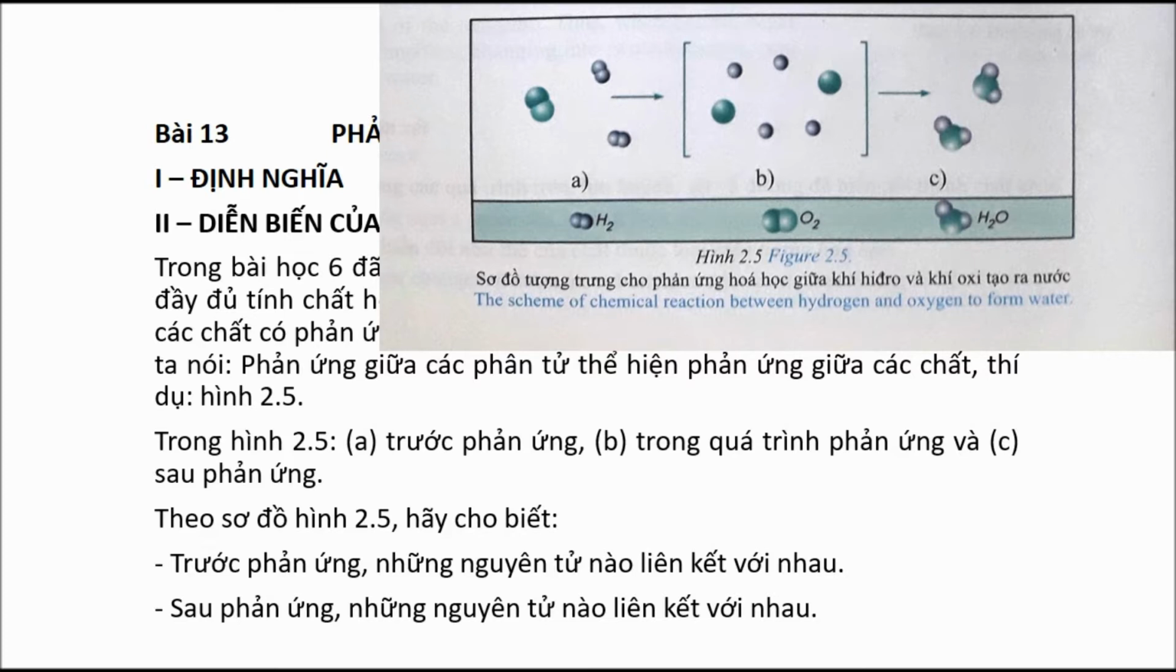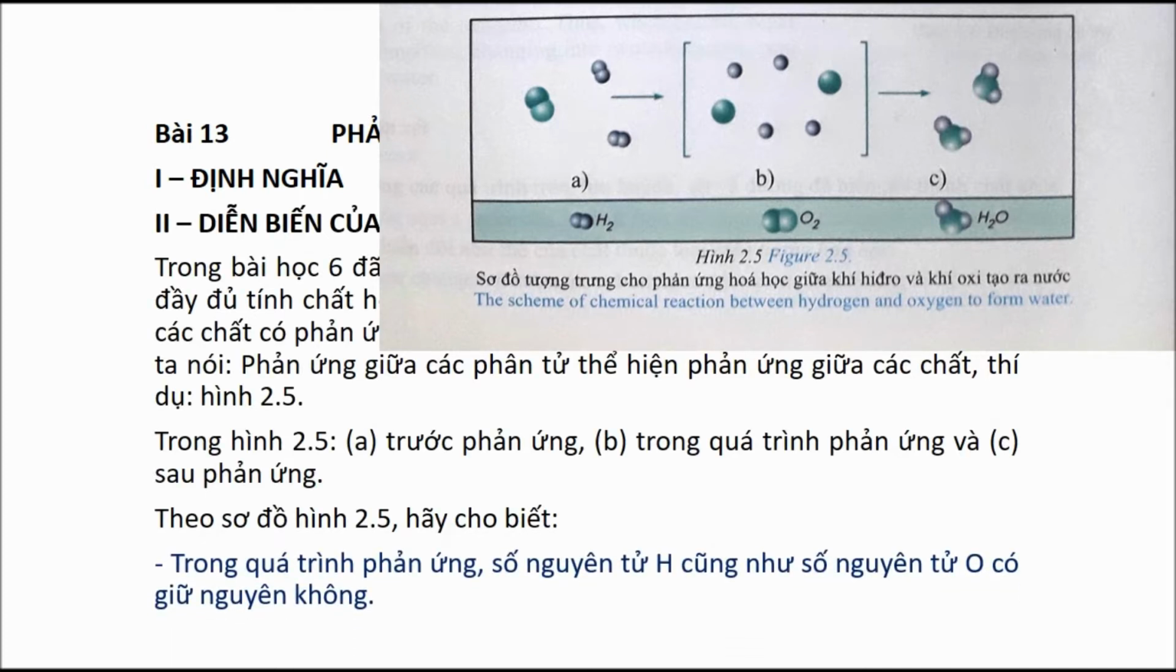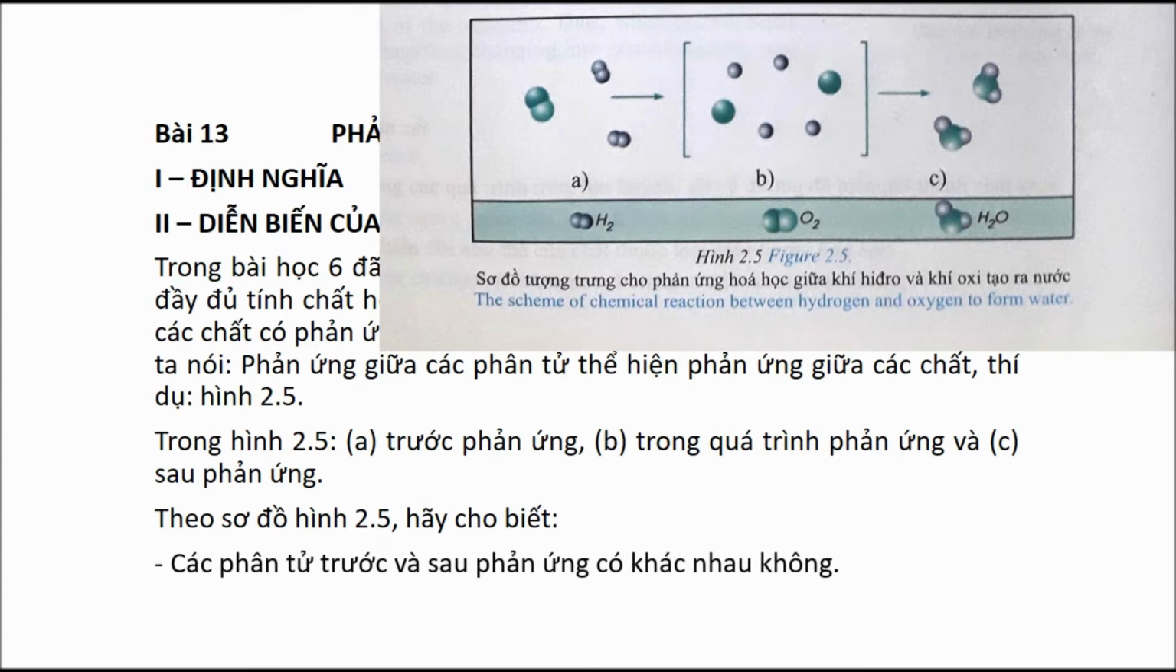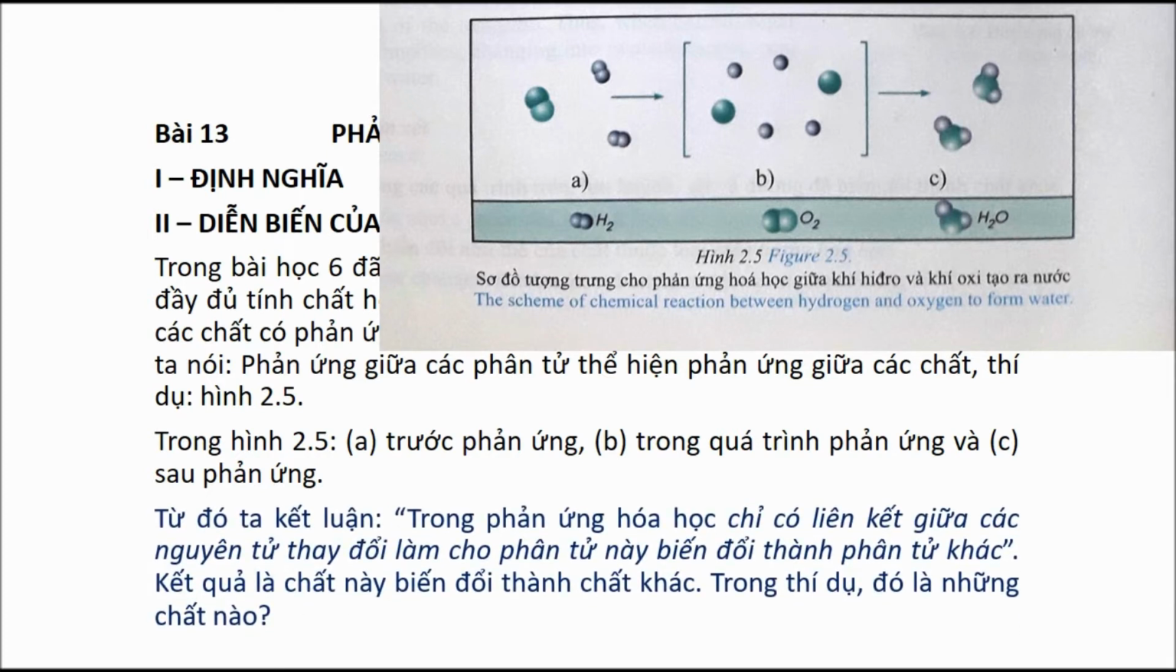Based on the scheme in Figure 2.5, indicate before the chemical reaction what atoms bond together, after the reaction what atoms bond together. During the chemical reaction, whether the number of H atoms and the number of O atoms remain the same or not, whether the molecules before and after the reaction are different from each other or not. Then we can draw the conclusion that in the chemical reaction, only the bonds between atoms change, which makes a molecule change into other molecules. The result is that a substance changes into other substances.